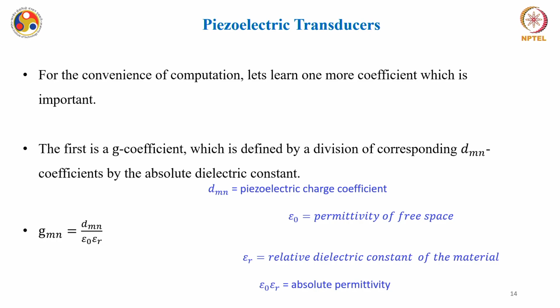That's why D31 is also important, along with D33. There are some other modes that are beyond the scope of this course, but if you are interested, you may read some good book on piezoelectric devices. There are certain books which are only on piezoelectric transducers.